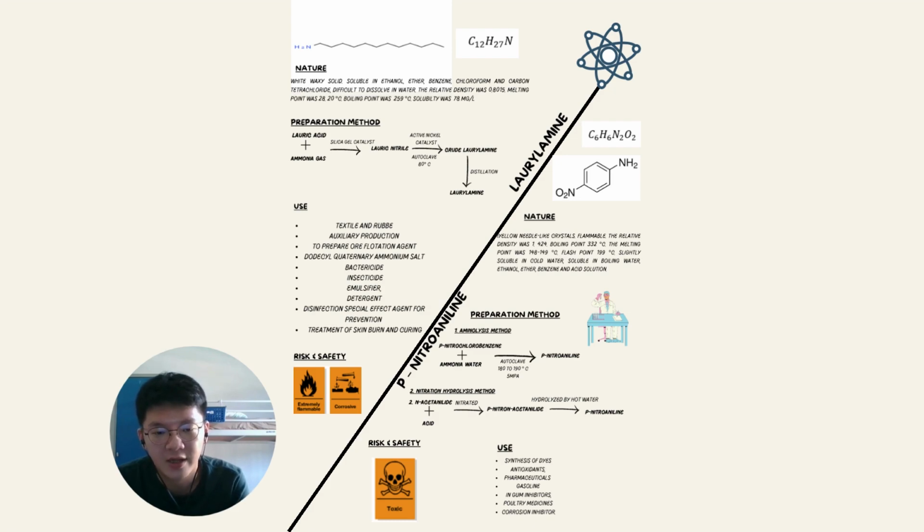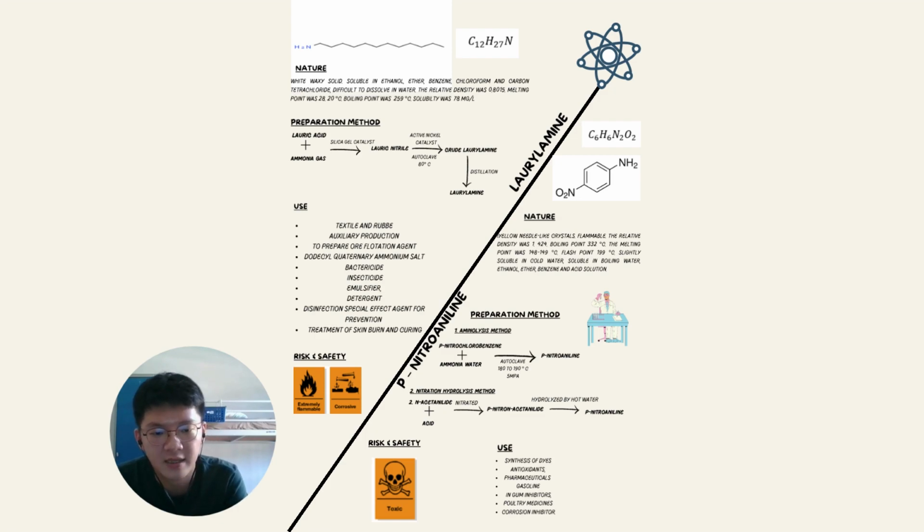So para-nitroaniline is an organic chemical compound. It's commonly used as an intermediate in the synthesis of dyes and antioxidants, pesticides, and in gasoline gum inhibitors, medicine, and as a corrosion inhibitor.